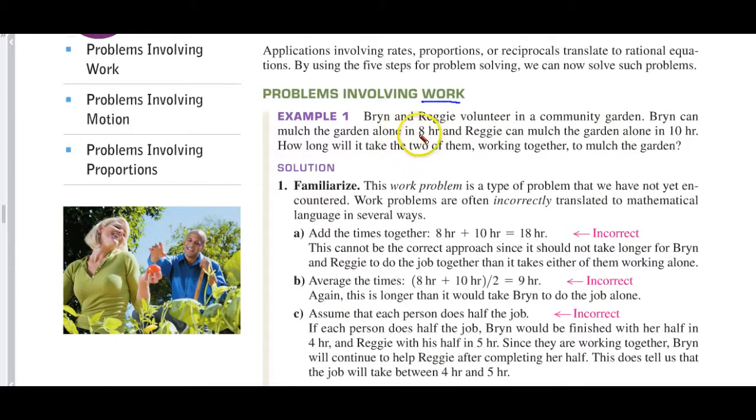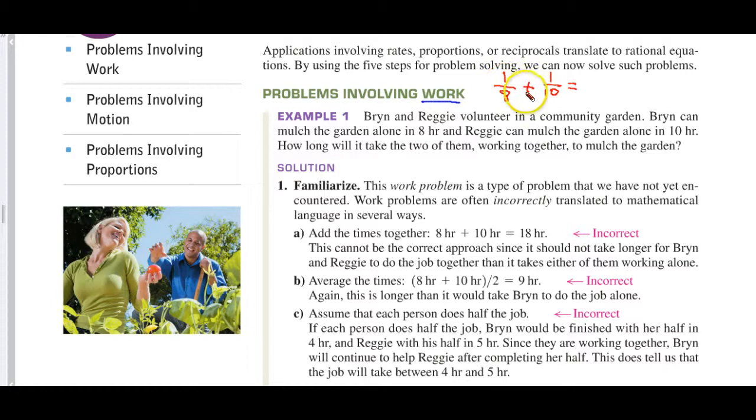Now, what is Brian's rate of work per hour? Well, he can get 1/8 of the job done in 1 hour. So his rate of work is 1 out of 8. And Reggie, and they're going to be working together, his rate of work is 1 out of 10.